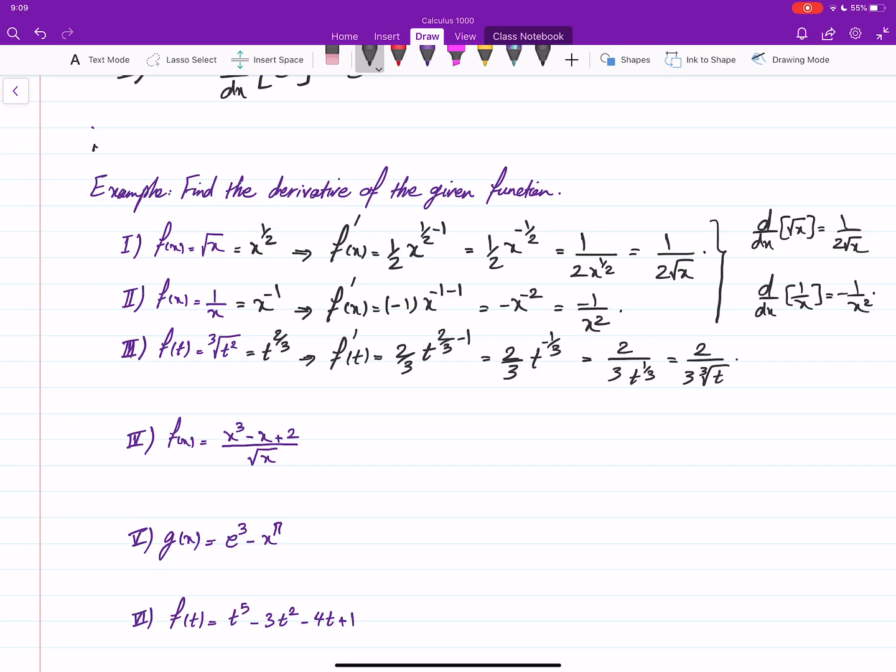Okay, how about this one? Well, you see at the beginning, this is a quotient of two functions, and I don't have a quotient rule here. What I can do is separate these and write them with different denominators. I'm not differentiating, I'm just rewriting the function. This is x to the power 3 over x to the power half. This will give us x to the power 5 over 2 minus x to the power half plus 2x to the power negative half.